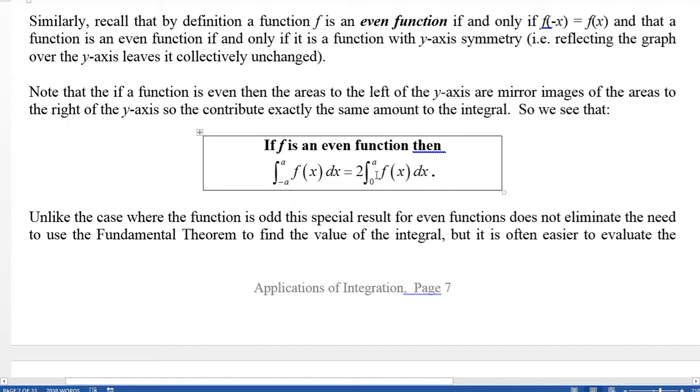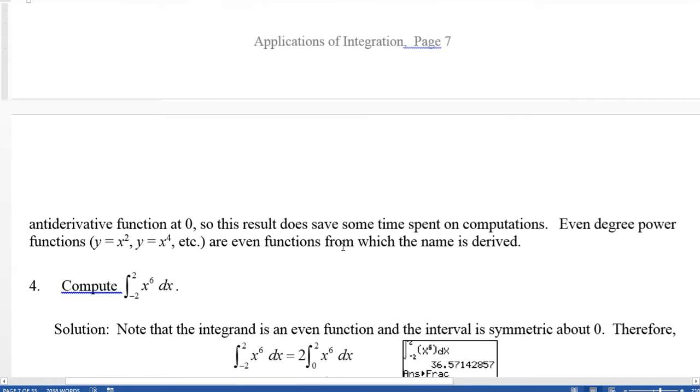Whereas the one on the right, we just have to evaluate at a and 0, subtract, and then multiply by 2. Well, a lot of times it's easier to evaluate a function at 0. A lot of times when you plug in 0, a lot of the terms go away. Sometimes that is helpful. And so that just makes that evaluation part a little bit easier to do.